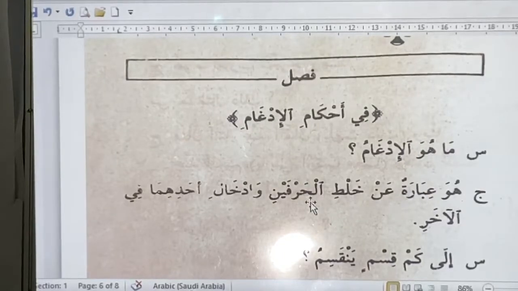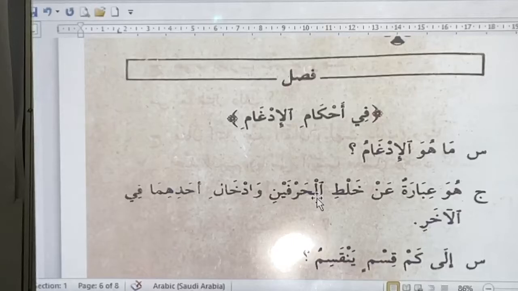Al-jawab huwa ibaratun an khalt al-harfain. This is joining two letters. Khalt al-harfain is joining two letters, وإدخال أحدهما في الآخر, and inserting one of the two in the other letter. So if you're having two huruf, one is sakin and the other one is mutaharrika, you merge them together. So idgham, in short, is merging two letters, but one letter has to be sakin and the other one mutaharrika. So when you come across two letters that look alike, then you merge them together.